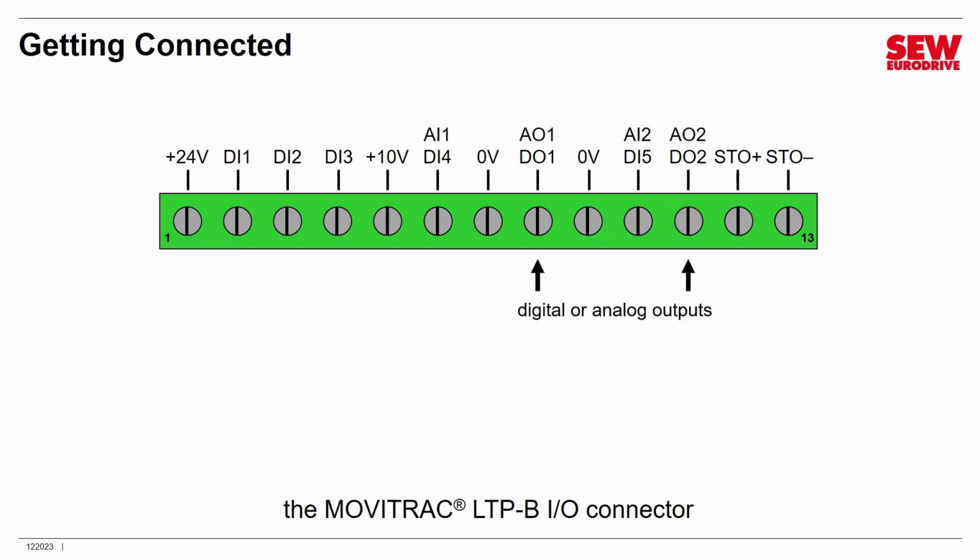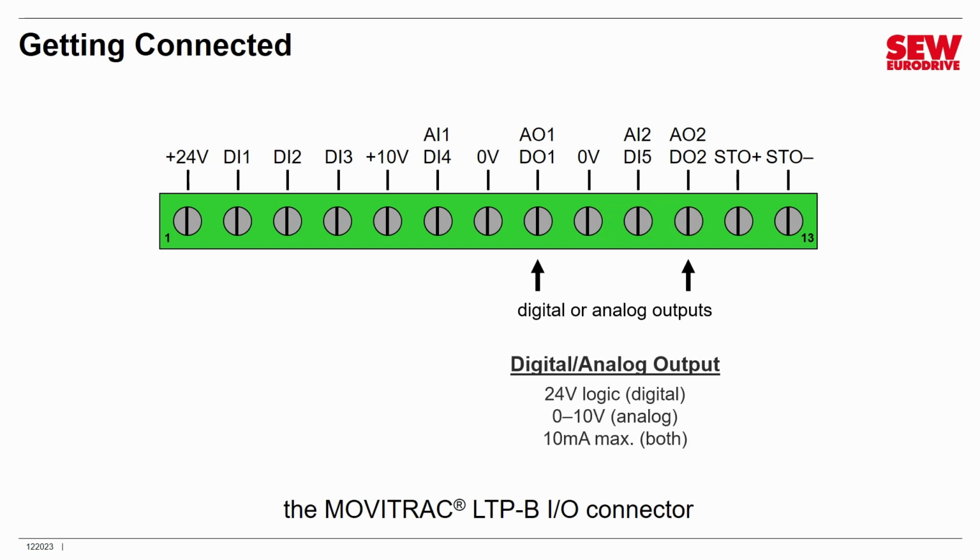There are also two outputs. Now these two are hybrid signals. They can either be digital outputs or analog outputs, again, not both at the same time. So analog output 1, digital output 1, and analog output 2 and digital output 2 can supply information to external devices. When they are operating in digital mode, they follow standard 24-volt logic, but when they're operating in analog mode, they output a voltage between 0 and 10 volts. In either case, you should never draw more than 10 milliamps maximum from an output.